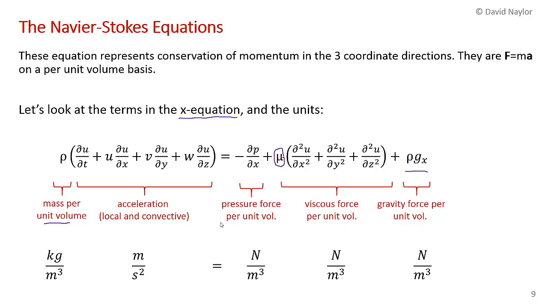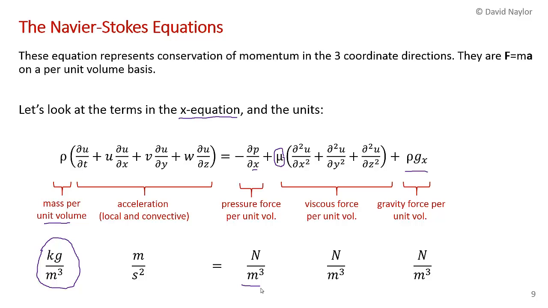So if we look at the units now, of course, density has units of kilograms per cubic meter. Acceleration is meter per second squared. So you can see this is kilogram meter per second squared per unit volume. And on this side we have newtons per unit volume. You can imagine pressure is force per area, so force per meter squared, and then we have another x on the bottom, so we have newtons per cubic meter.